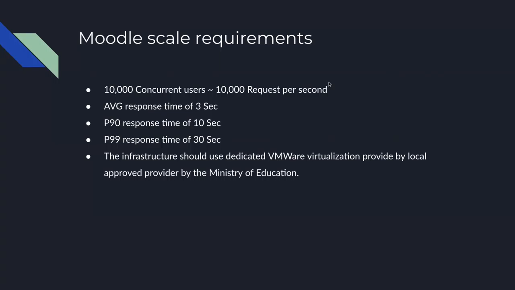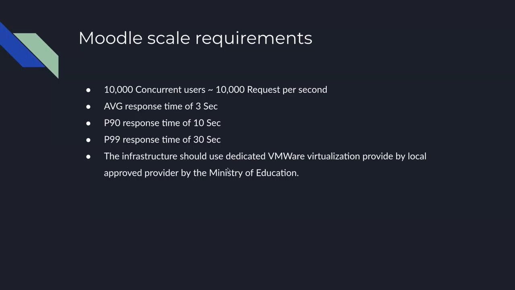Okay, so we run Moodle in a cluster at the Ministry of Education for the last 5 years. We also co-develop this infrastructure. But then came COVID-19, and before the first closure, the guys from the Ministry of Education came with a request. The request was, we want to be able to take 10,000 concurrent users. That is approximately 10,000 requests per second, at an average response time of 3 seconds, P90 of 10 seconds, and P99 of 30 seconds.